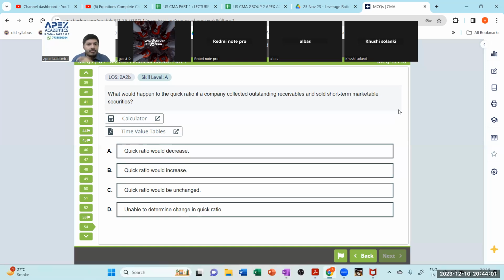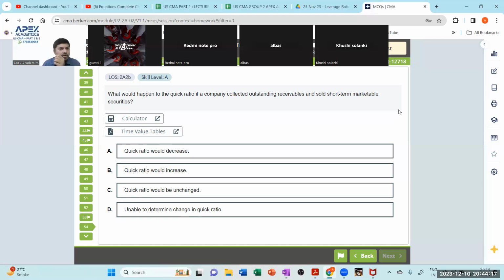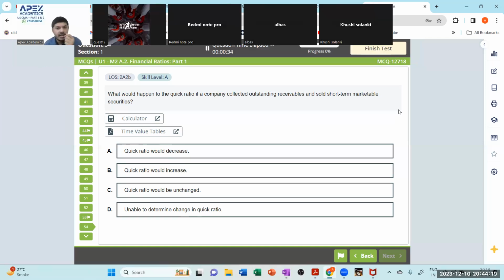Question number 54, MCQ number 12718. What will happen to the quick ratio if a company collected outstanding receivables and sold the short-term marketable securities? I'm sure you all can answer this based on yesterday, but let us do the discussion. Now they are asking what will happen to the quick ratio. Quick ratio will consider quick assets.